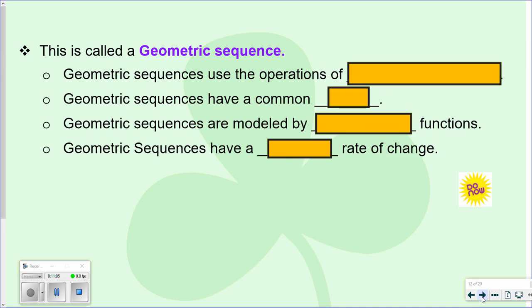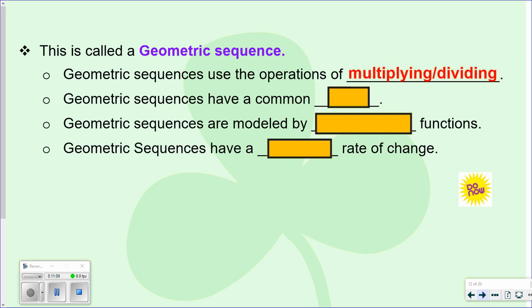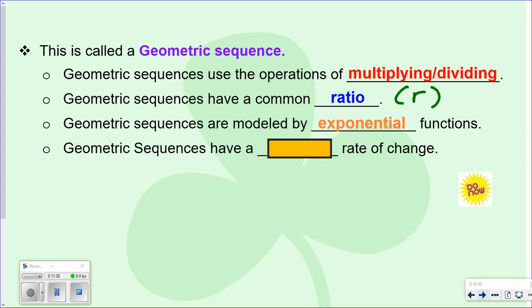So please fill in the blanks. Geometric sequences use the operations of multiplying and dividing. Geometric sequences have a common ratio. It's symbolized by the lowercase letter r. Geometric sequences are modeled by exponential functions. And geometric sequences have a percent rate of change. So if you need to, pause the video and fill those in.